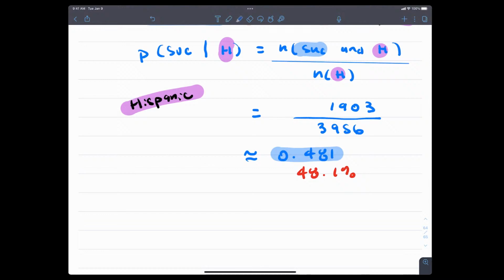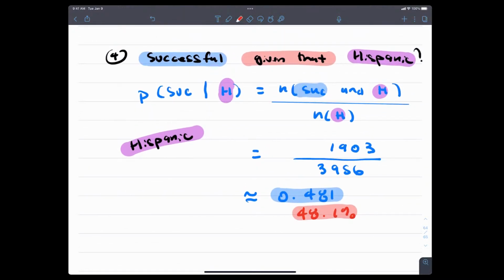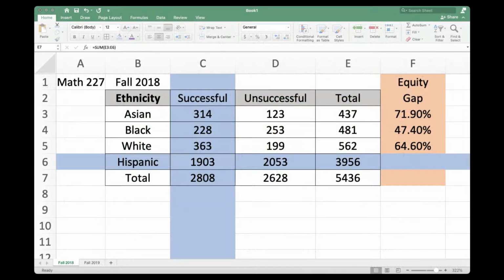48.1%. So what I'm sharing with you guys here is that 48.1% of Hispanic students passed Math 227 in fall 2018, that particular course, 227, they were successful. Okay. Now, let's go back here and put these rates. I'm going to undo these colors.